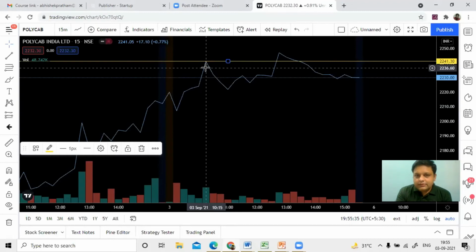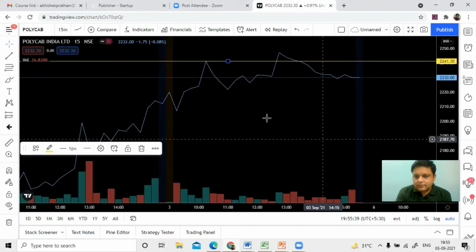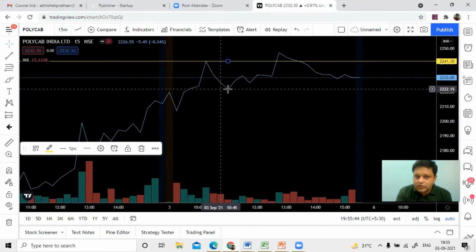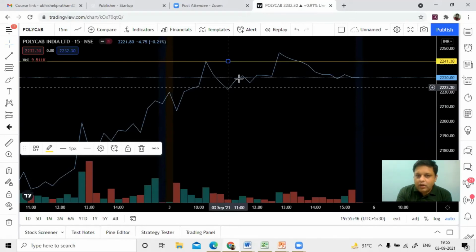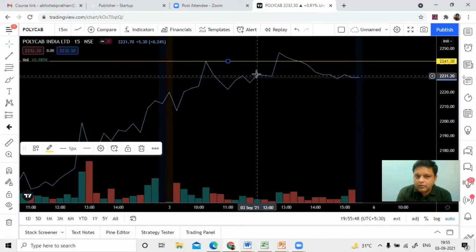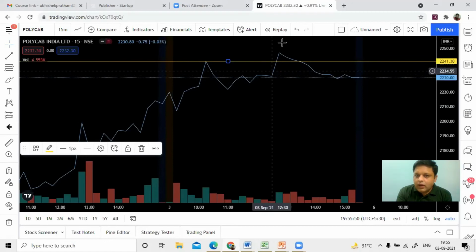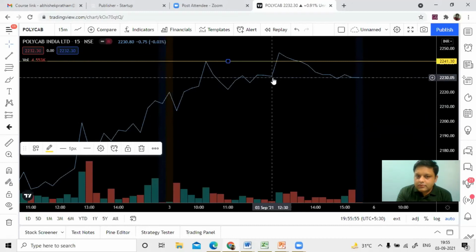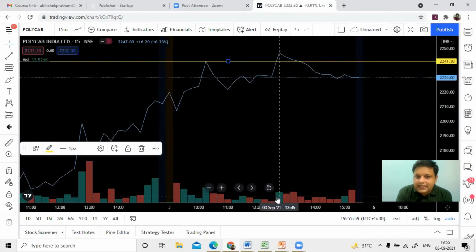Is this visible? Now see what is happening from 11 o'clock. The market is trying to go up. Right? Now can you see there is an exceptional increase in the volume also while it is trying to go up?